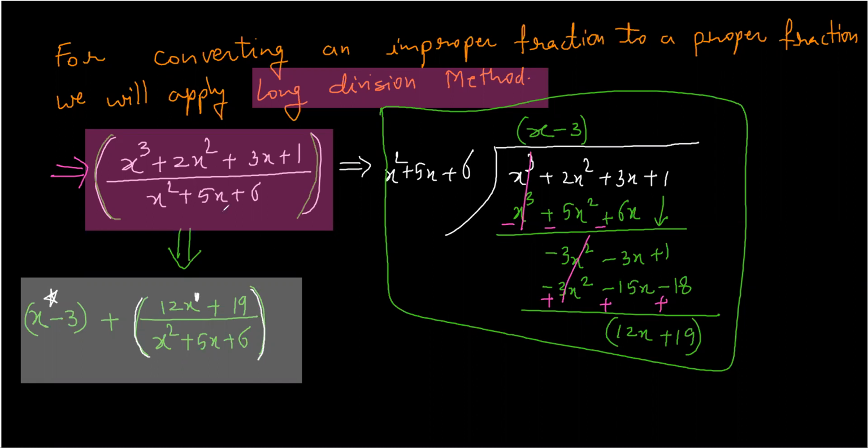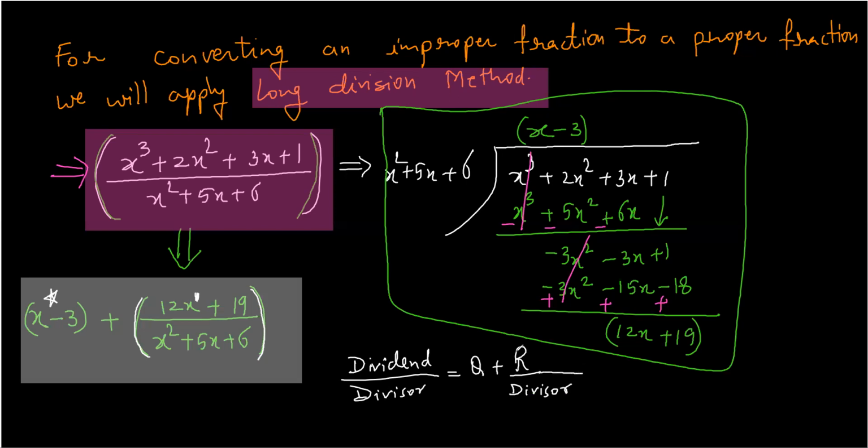So when we have an improper fraction, before applying the method of partial fraction, we apply the long division method and we write it this way. So the formula here is, dividend upon divisor is equal to quotient plus remainder upon divisor. Quotient plus remainder upon divisor.